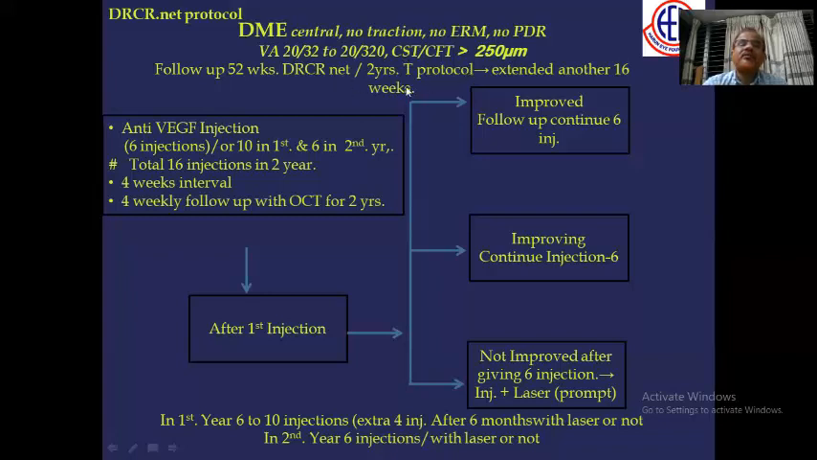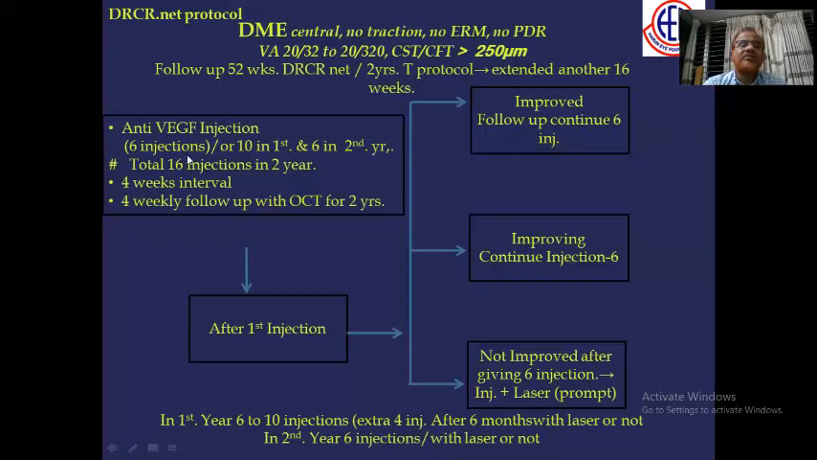But if we treat this patient initially, we have to follow this protocol. In this protocol, anti-VEGF injection is to be given continuously at 4 week intervals, 6 injections without delay and without interruption. 6 injections at 4 week intervals, and 4 week interval follow-up along with OCT for 2 years. That is in the first year.